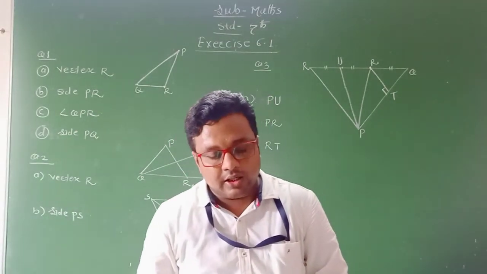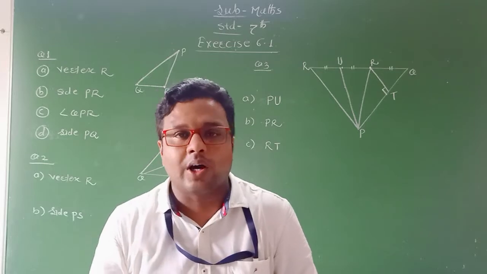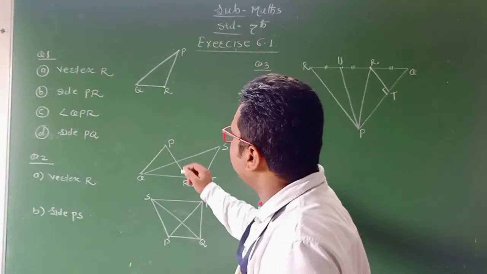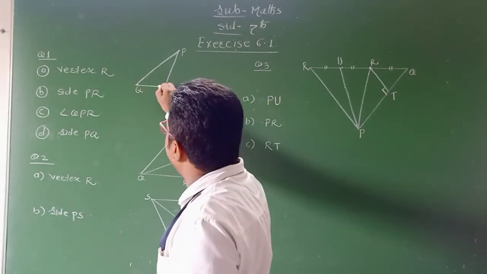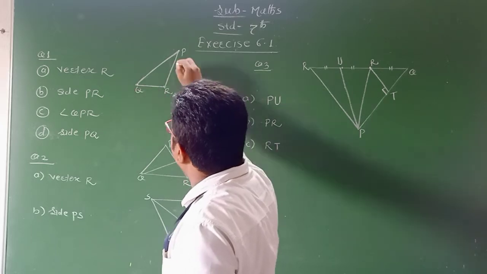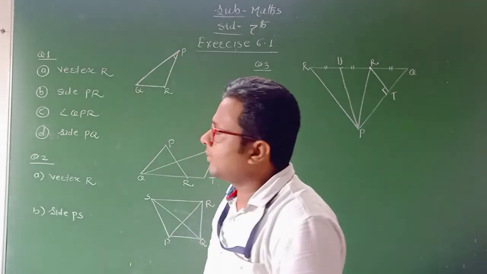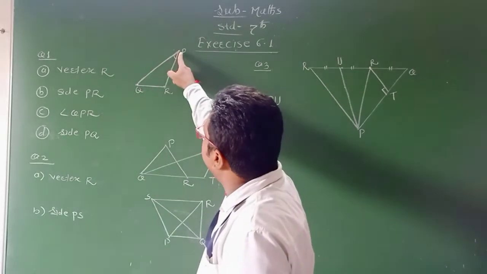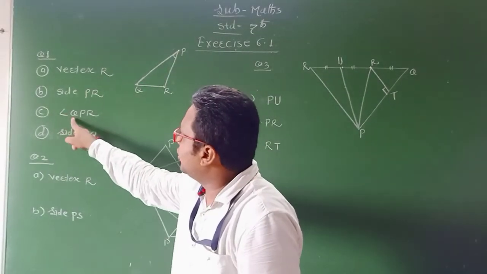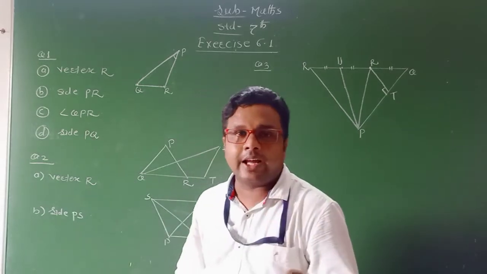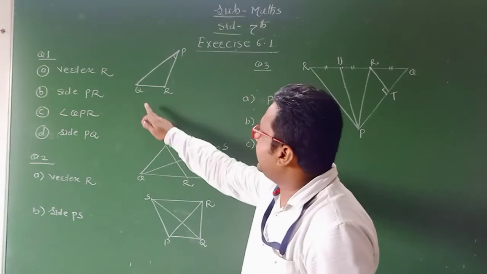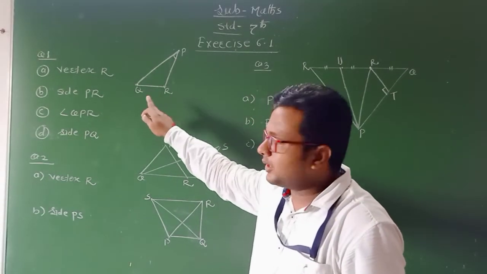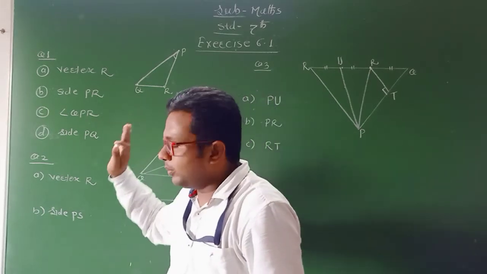Name the angle opposite to side QR. First here we see the side QR. And what is the angle opposite to side QR? Angle P. Okay. And this angle we can write as angle QPR. Angle QPR is the angle opposite to the side QR. Okay. This is the answer for example C.